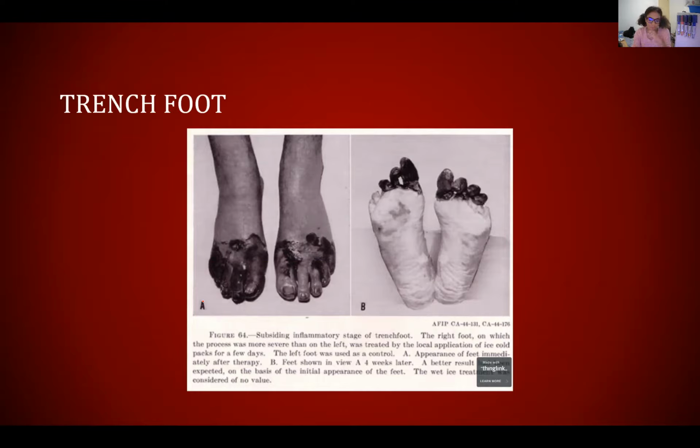So you can see it's a subsiding inflammatory stage of trench foot. The process was more severe than on the left, was treated by packs for a few days. The left foot was used as a control. The appearance of the feet immediately after therapy is A, and B is the feet 4 weeks later. So they tried to treat the feet, but you see it didn't really help much. A better result had been expected on the basis of the initial appearance of the feet. The wet ice treatment was considered of no value, right? So yeah, the feet basically rotted away, pretty gross.